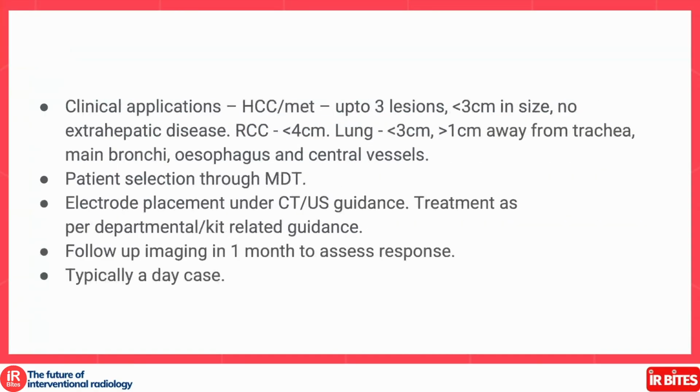Clinical applications of RFA: you can use it for hepatocellular carcinoma or liver metastases. When you're using it for either, give the option of an interventional oncological procedure when there are up to 3 lesions that are less than 3 centimetres in size, and there's no extrahepatic disease. When you have extrahepatic disease, these curative treatments fall out of the algorithm. For RCCs, you want the tumour to be less than 4 centimetres, which is typically a T1a tumour. For lung, it needs to be less than 3 centimetres and over a centimetre away from key structures such as the trachea, main bronchi, oesophagus, and central vessels.